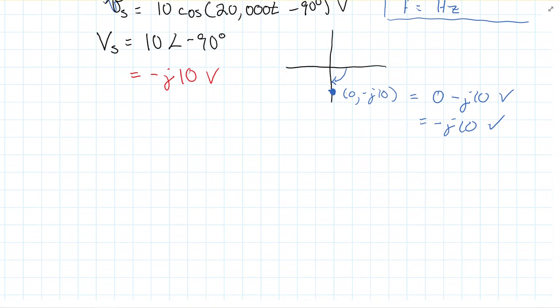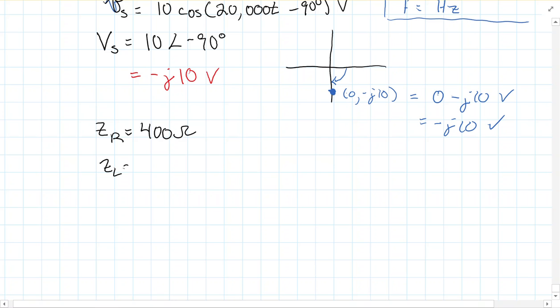Now we also need the impedances of all of our components. The impedance of the resistor is easy because we know that doesn't change, so that's just 400 ohms. The impedance of the inductor is now j omega L, which is equal to j times 20,000 times 10 millihenries, which you get j200 for that.